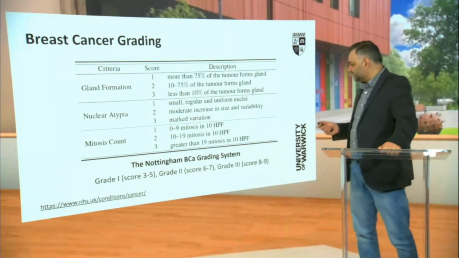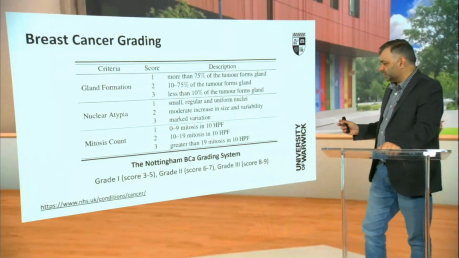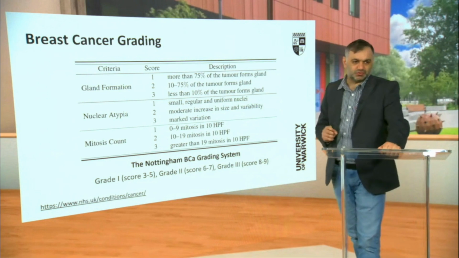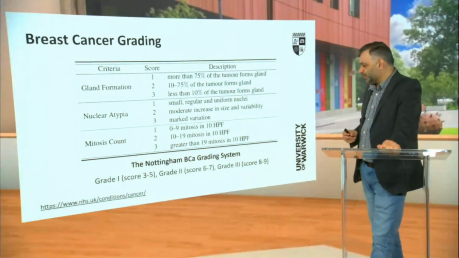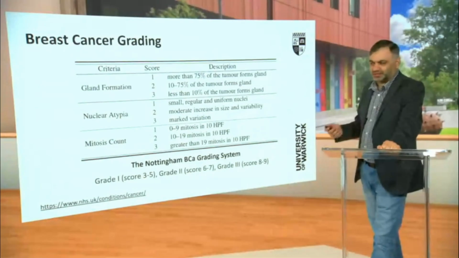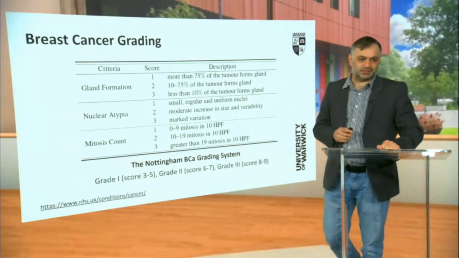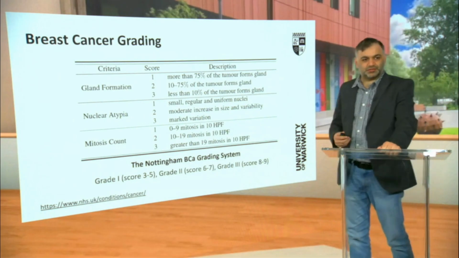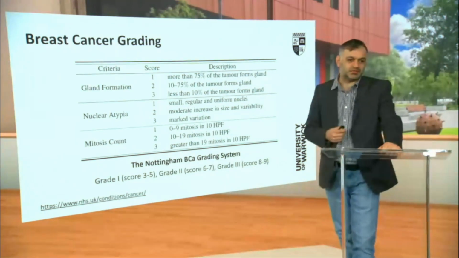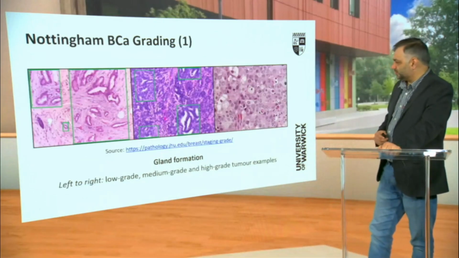And then the Nottingham breast cancer grading system combines these scores, and based on the final scores, for example, if the score is between 3 to 5, then it's grade 1. If it is between 6 to 7, then it's grade 2. Otherwise, if it's higher, then it's grade 3. And depending on the grade of the tumor, the oncologist then suggests treatment for the patients.